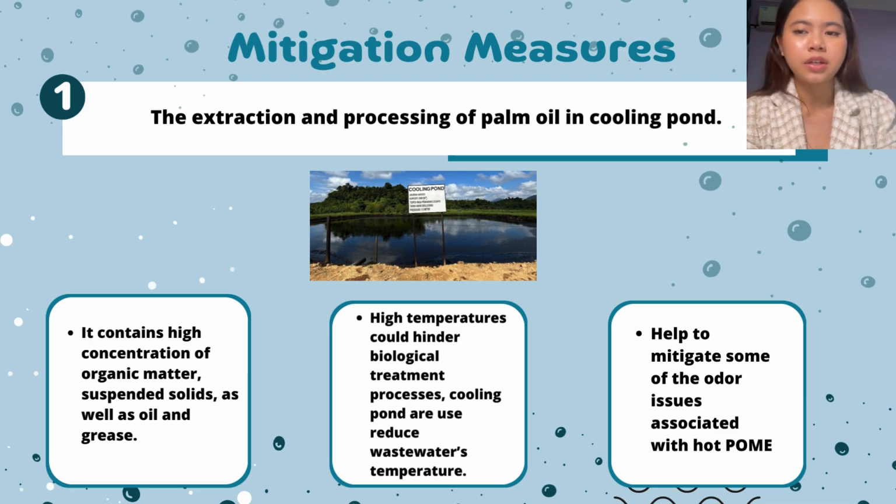Cooling ponds in the figure are used to reduce the wastewater's temperature. Next, by reducing the temperature, the cooling pond also helps to mitigate some of the other issues associated with hot POME. The cooling pond plays a crucial role in effectively cooling the POME and maintaining its temperature and pH.